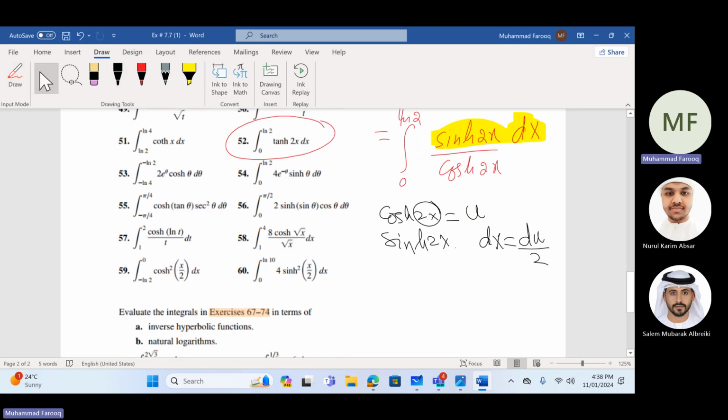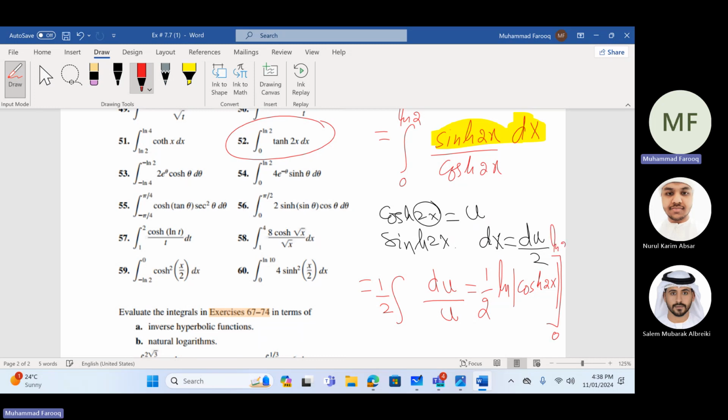So after substitution, we integrate du divided by 2 over u. The 1 over 2 I take outside because it's a constant. And divide by what is cosh 2x? u. And tell me, what is du by u? ln. Nice. So I have half ln absolute value of u. What is u, please? Cosine hyperbolic 2x. And please don't forget, it has limits, from 0 to ln 2. Very good.